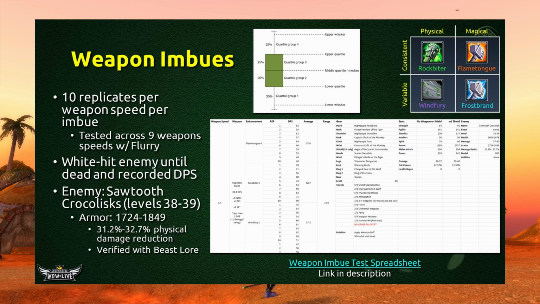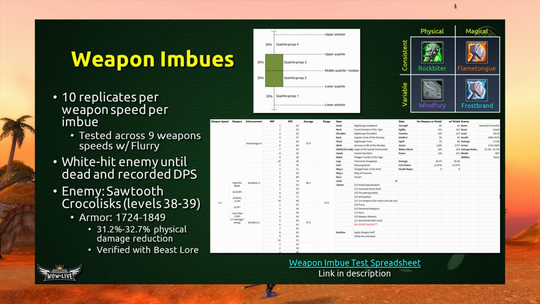And the reason I picked something in the middle is because I didn't want to over-represent physical versus magical weapon imbues. The magical weapon imbues do much better on higher armor targets, and the physical weapon imbues like Rockbiter, Wind Fury do much better on the lower armor targets. So I want to make sure I got in the middle. And I verified this with Beast Lord. Discipula was nice enough to go in there with his Hunter and verify these armor values.